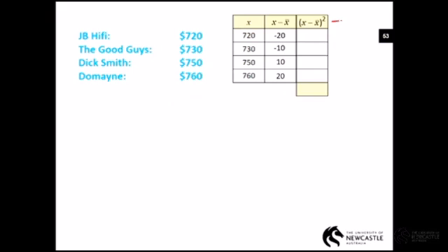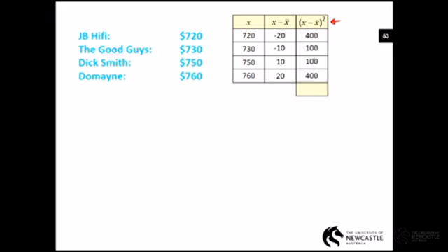The reason this column exists is that if we square negative numbers, they become positive, and if we square positive numbers, they stay positive. So the only reason this column exists is to turn all the numbers into positives. Minus 20 times itself gives a positive 400. Minus 10 times itself is 100. 10 squared is 100. 20 squared is 400. So the only reason I squared everything was to make everything positive, so I could find the average of these.